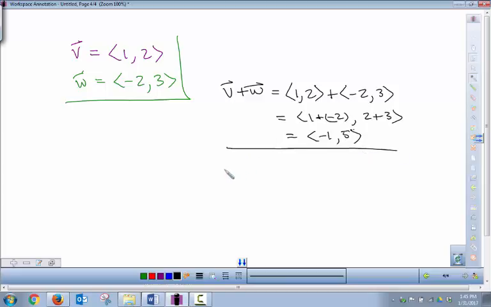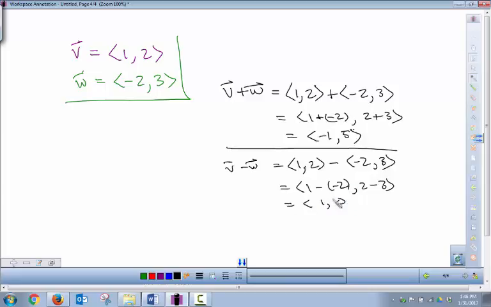We can subtract the same way. V minus w, 1, comma 2, minus negative 2, comma 3. So this will give us in the first component 1 minus negative 2, and then 2 minus 3. So this will give us a 1, comma 0. No, negative 1. The first one? 3. 3, comma negative 1.